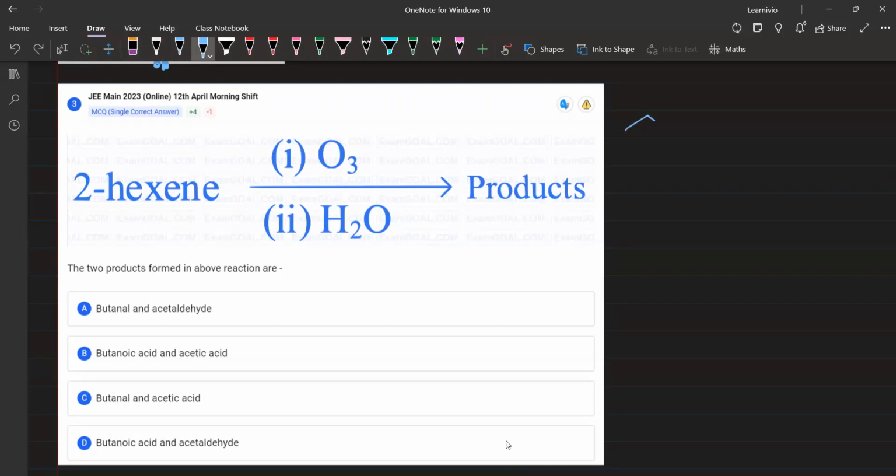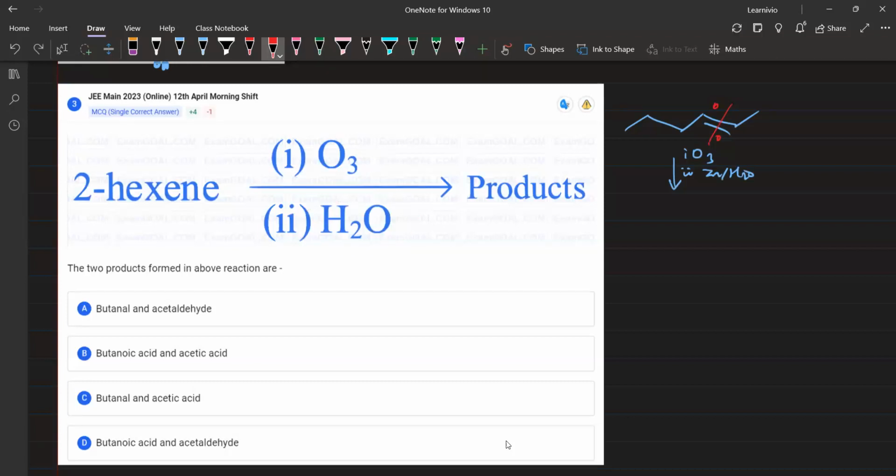You have hex-2-ene, 6 carbon atoms, and there is a double bond here. So in the first step, if you add ozone, and then in the second step, Zn/H2O, you should know that what happens here is this will cleave and you will get oxygen and oxygen here. But since we are not having zinc, we are having only water, then further oxidation takes place.